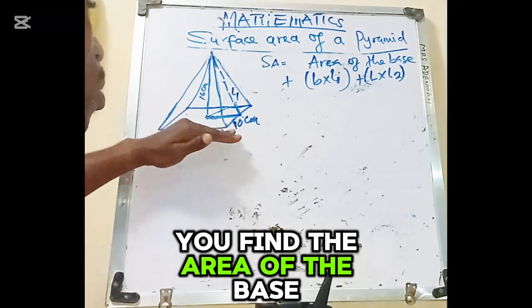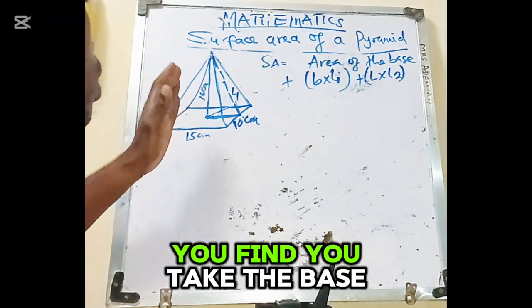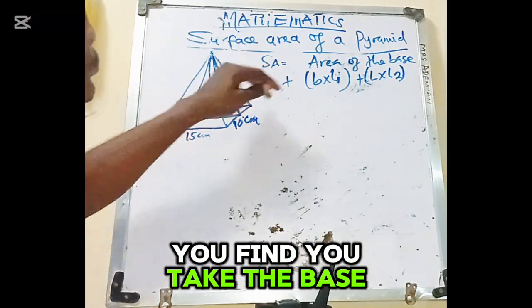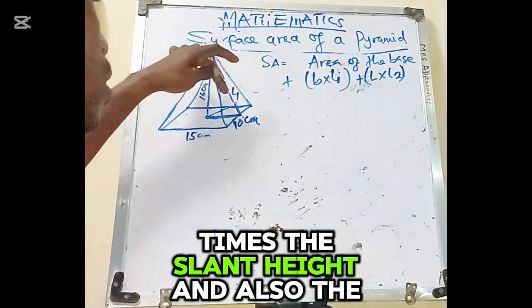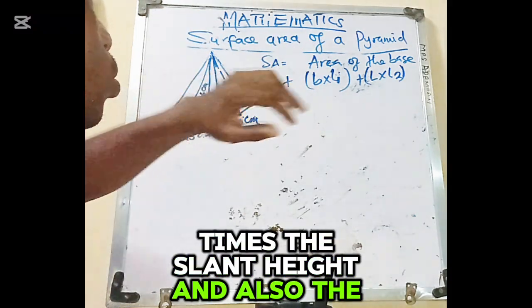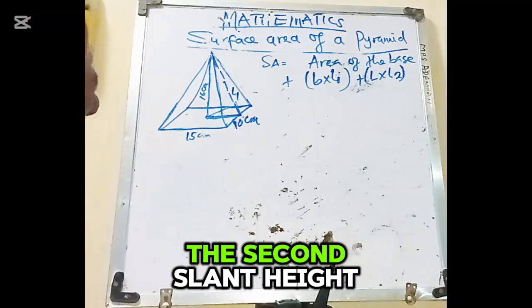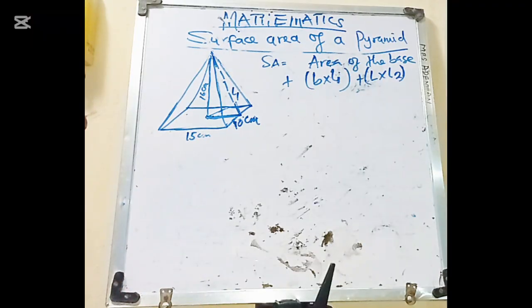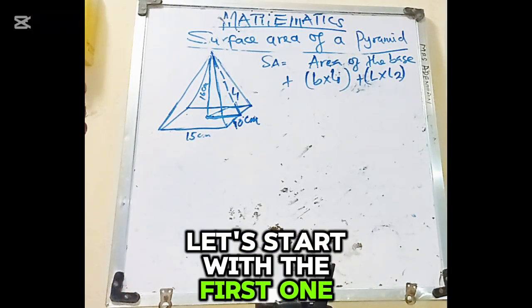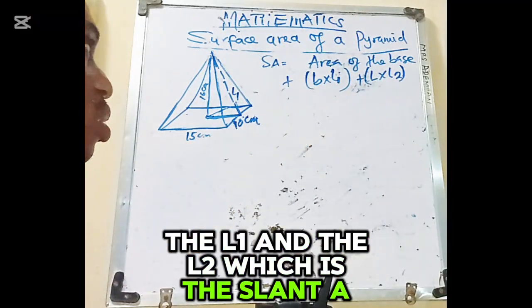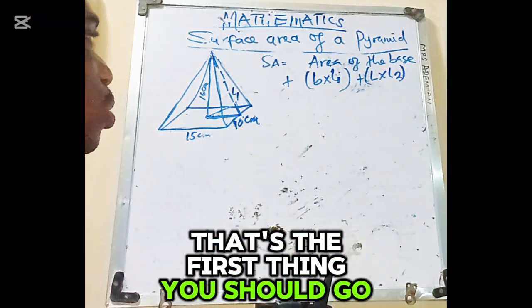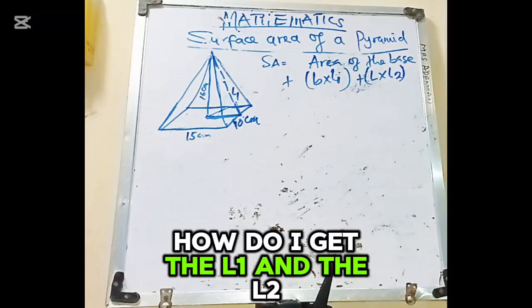You find the area of the base, you take the base times the slant height, and also the length times what? The second slant height. Let's start with the first one. We need to know the L1 and the L2, which is the slant height. And that's the first thing you should do. How do I get the L1 and the L2?